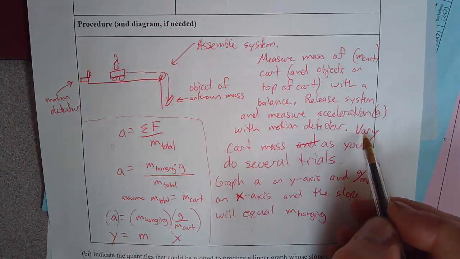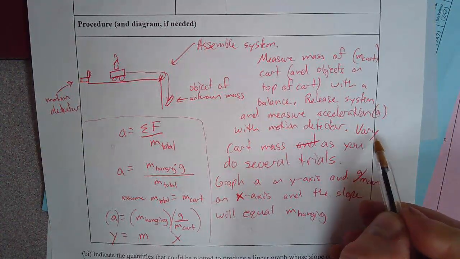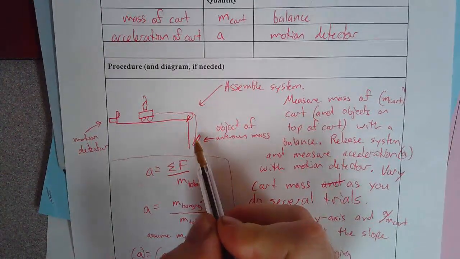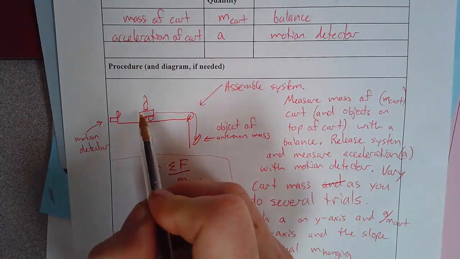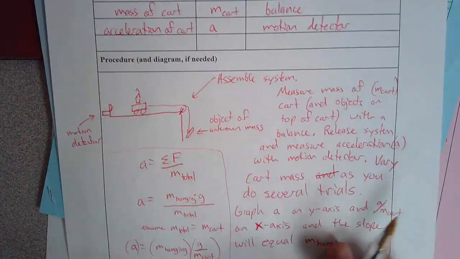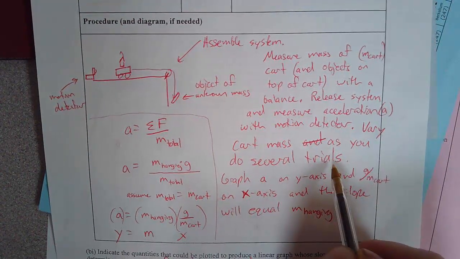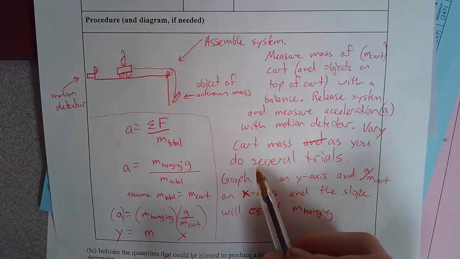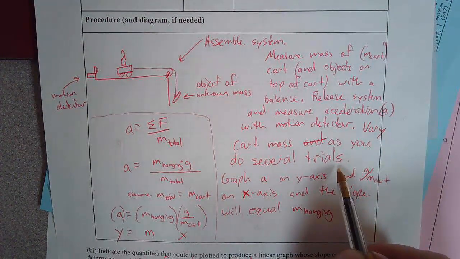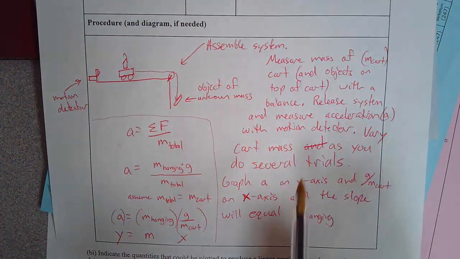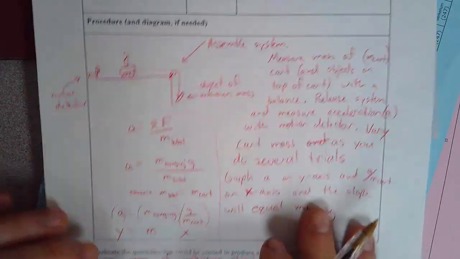Now, the way we're going to get multiple trials out of this: we can't change the unknown mass, but we can change the mass of the cart. So that's what we're going to say here, just vary the cart mass as you do several different trials. That'll take care of the repeating the experiment part. And okay, what's going on here? How do we figure out what to graph down here?